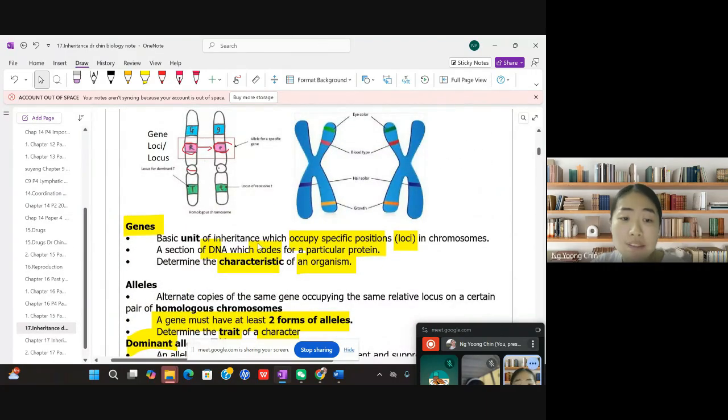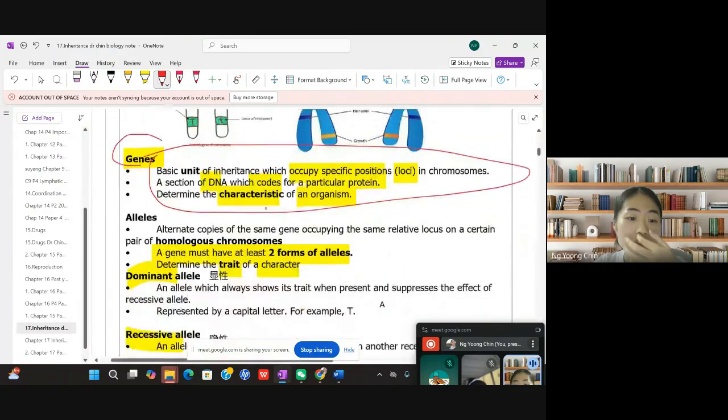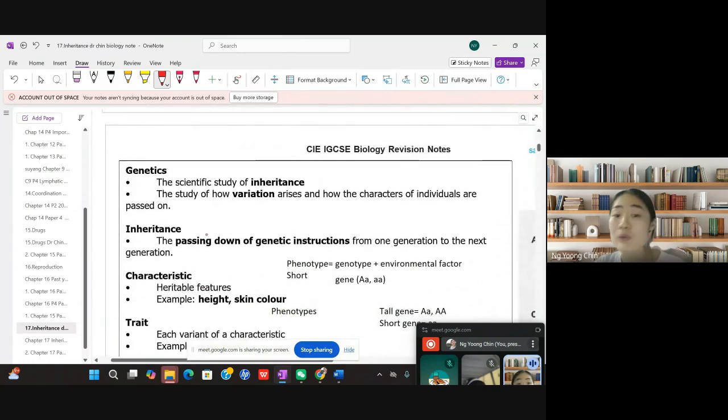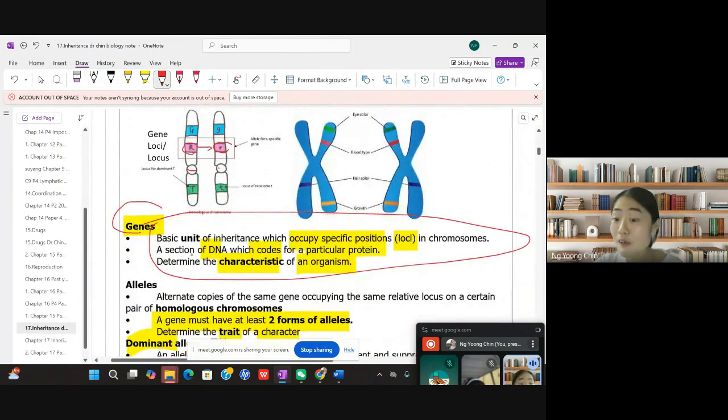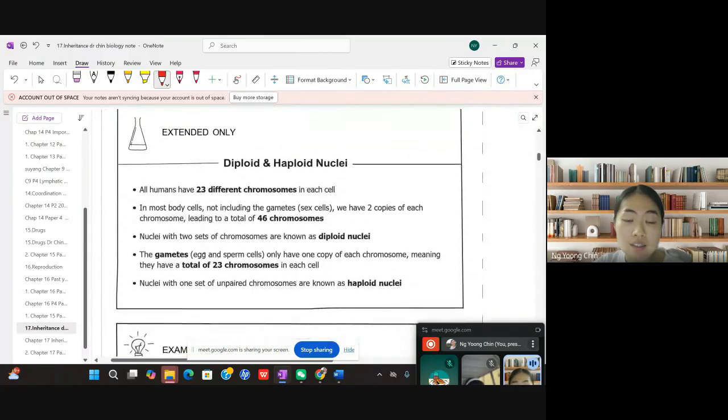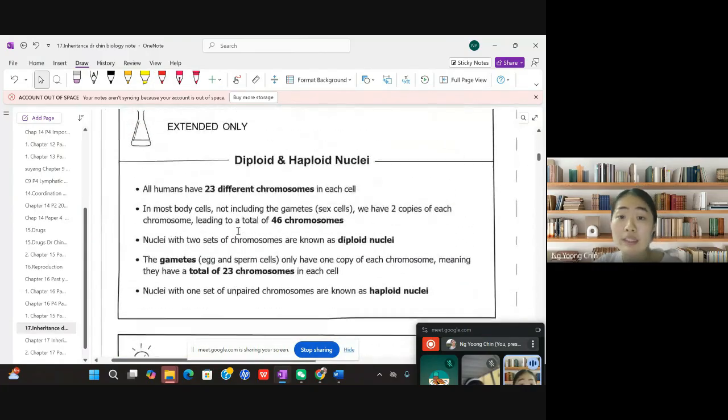For your exam purpose, you need to know the genes, and how you're able to describe the genes, okay? This one, the gene. Other things like alleles or the traits, like characteristics, the exam will not ask. So far, from what I see, they only ask about genes. That's all. And now we'll talk about diploid and haploid.